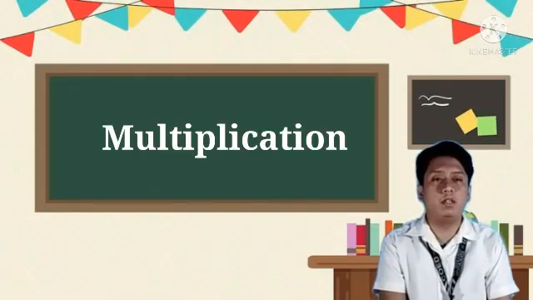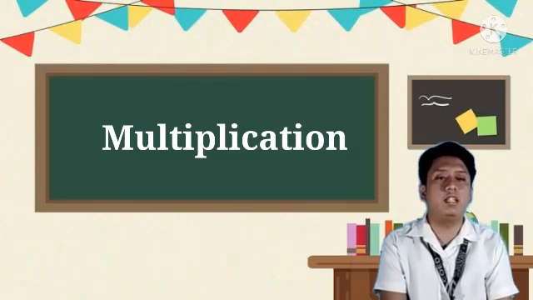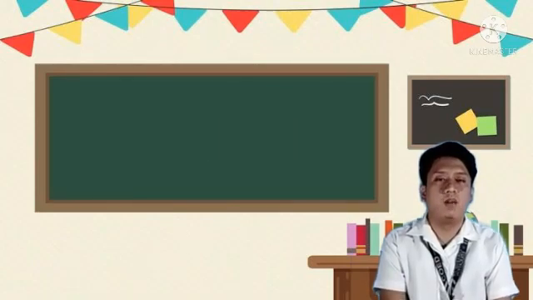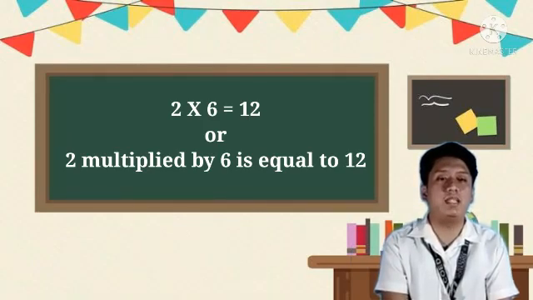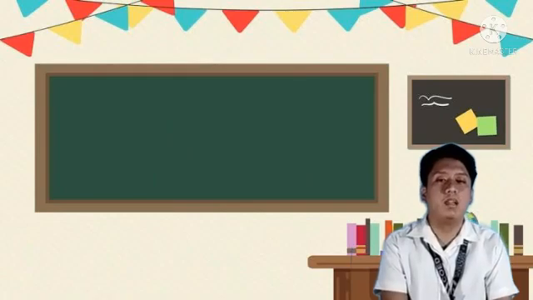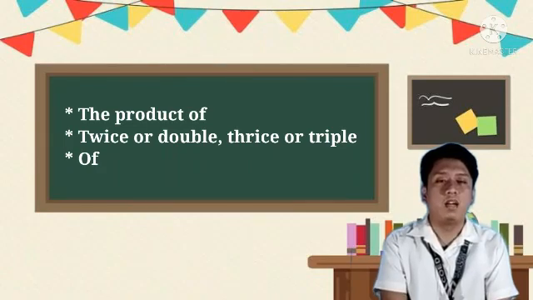Multiplication. Multiplication is called the repeated addition of a number. For example, 2 times 6 equals 12, or 2 multiplied by 6 is equal to 12. There are also other keywords for this operation such as the product of, twice or double, thrice or triple of.